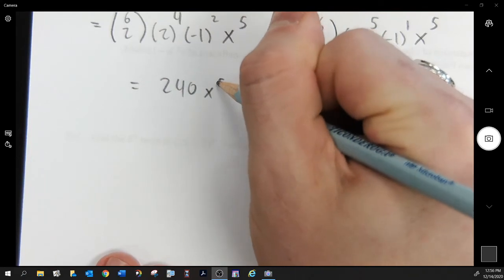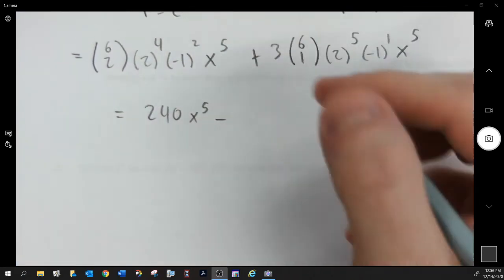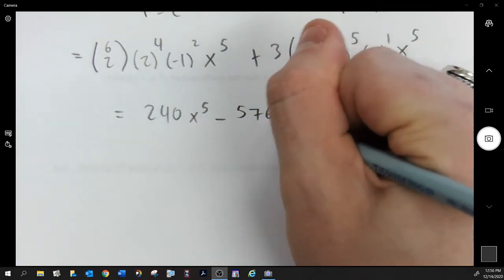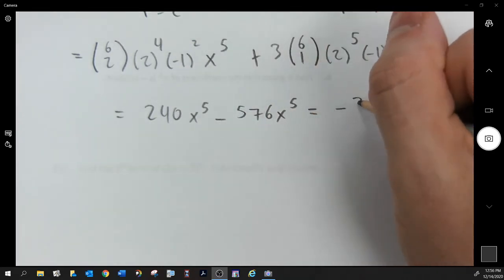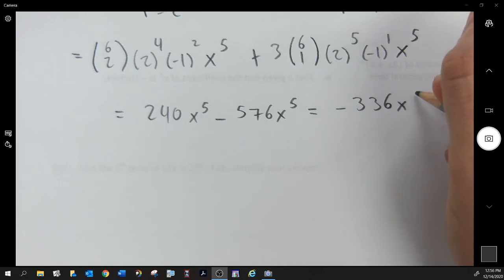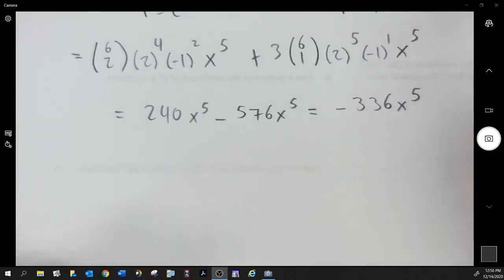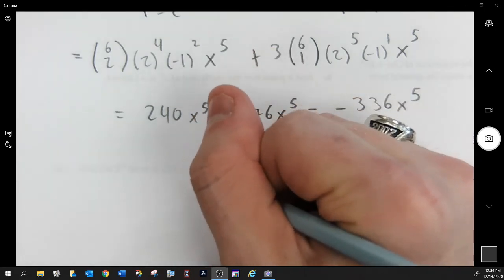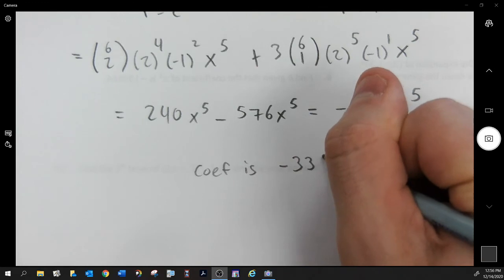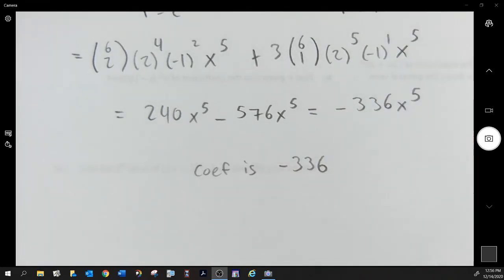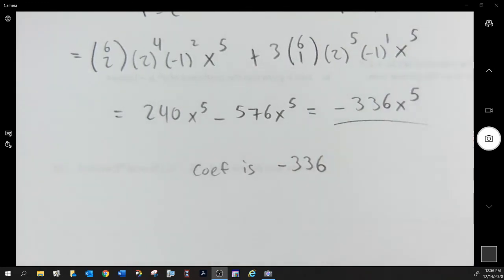So we have 240 x to the fifth minus 576 x to the fifth, which combines to become negative 336 x to the fifth. So the question asks, what is the coefficient of x to the fifth? It is negative 336.